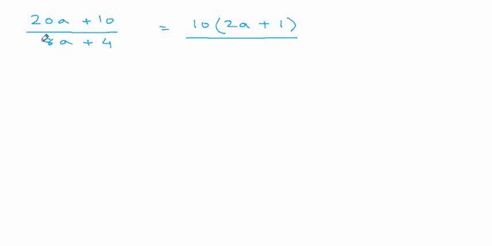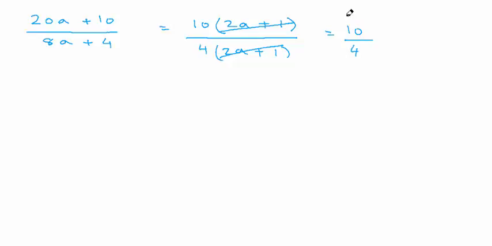Over, if you look at the denominator, there are two terms, 8a and a positive 4. The greatest common factor between them is 4. If you take a 4 out from 8a, you're left with 2a, and if you take a 4 out of 4, you're left with 1, because 4 times 1 gives you 4. Now we see there's a common factor between the numerator and the denominator, which is 2a plus 1, so we can cross off the common factor, and that is equal to 10 over 4.